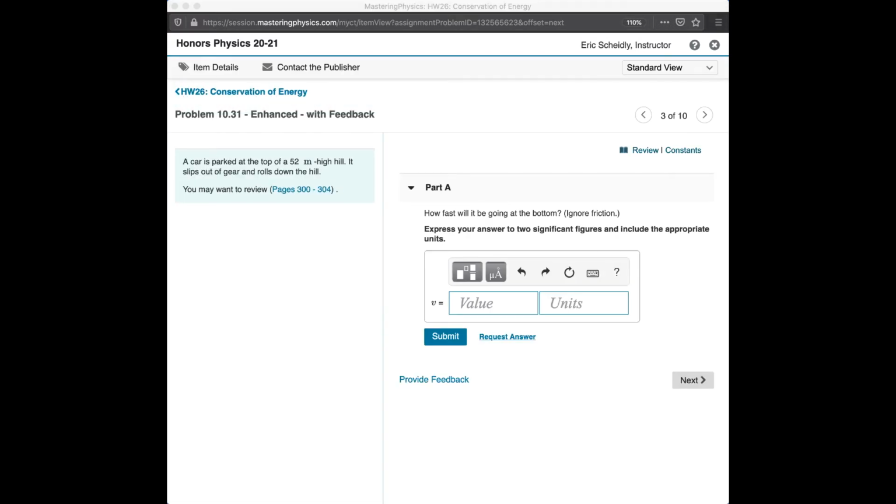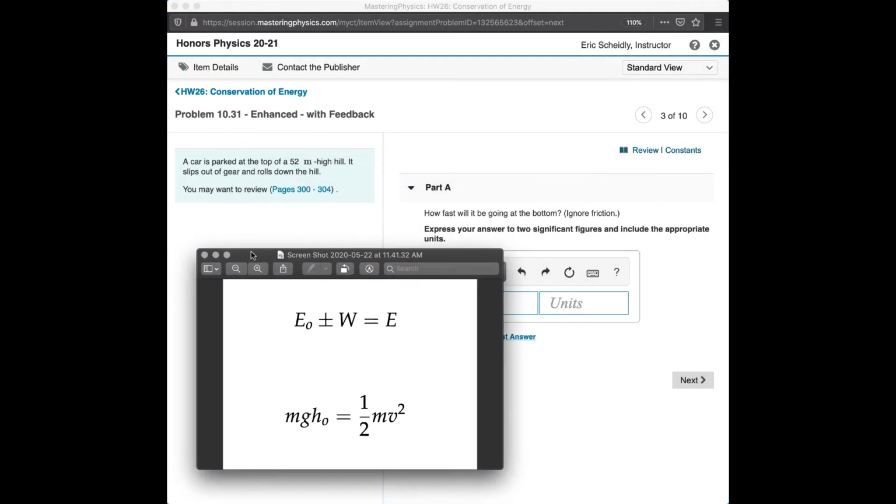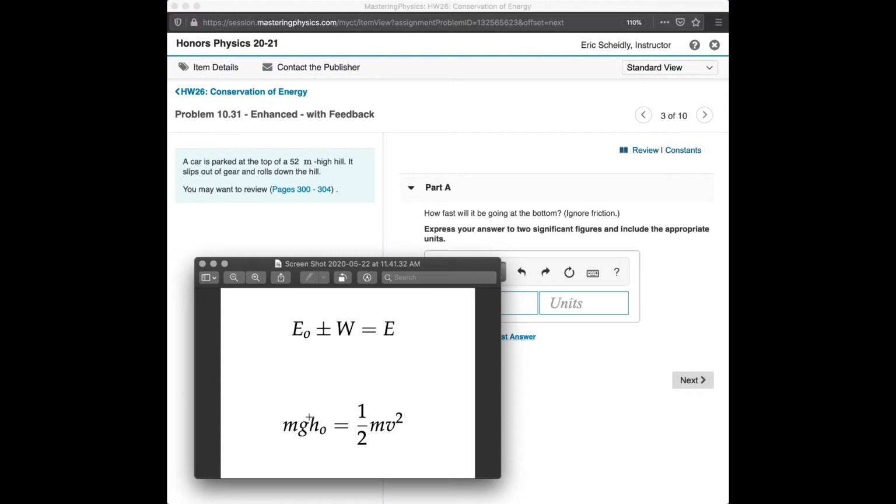Question 3. Car is parked at the top of a hill. And it slips out of gear and starts to roll down the hill. How fast will it be going at the bottom of the hill? Well, at the top of the hill, it starts out with gravitational potential energy, mgh0. And it finishes up at the bottom of the hill with kinetic energy. So as it goes from the top of the hill to the bottom of the hill with no work done by friction, it says ignore friction in the problem. So there's no non-conservative work done. Engine of the car is not running, no viscous drag, no rocket motors, nobody pushing, pulling, no friction.